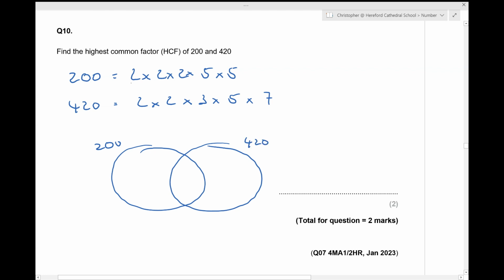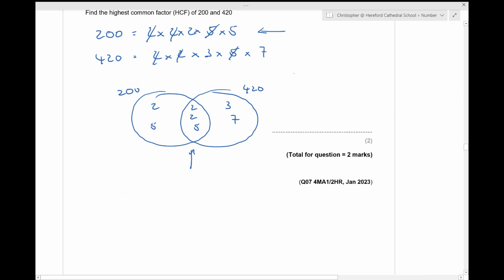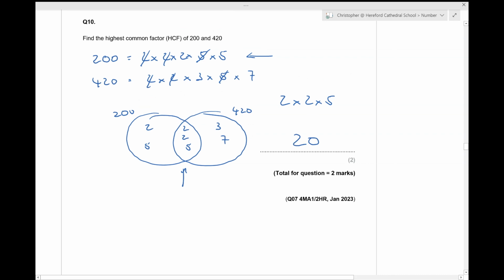What do they have in common? They've both got a 2. They've both got another 2. They both got a 3? No, but look, they've both got a 5. That leaves me with a 2 and a 5 for the 200, and a 3 and a 7. Now I'm asked the highest common factor, so I take the numbers in the intersection of those factors and multiply them together. Highest common factor is 20.